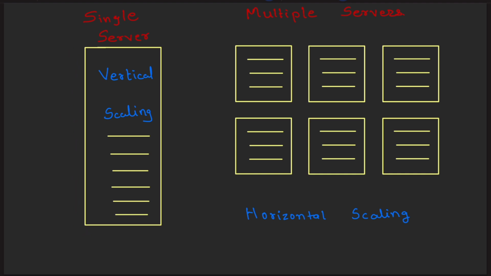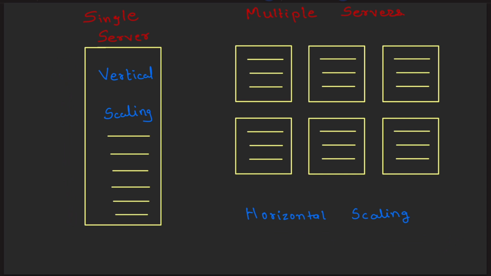stronger and more powerful. On the other hand, horizontal scaling is like adding more computers or more servers to share the work. Instead of relying on one supercomputer, you use a bunch of smaller ones, each doing part of the job. This way, the workload is distributed. And this is the basic definition of vertical scaling and horizontal scaling.